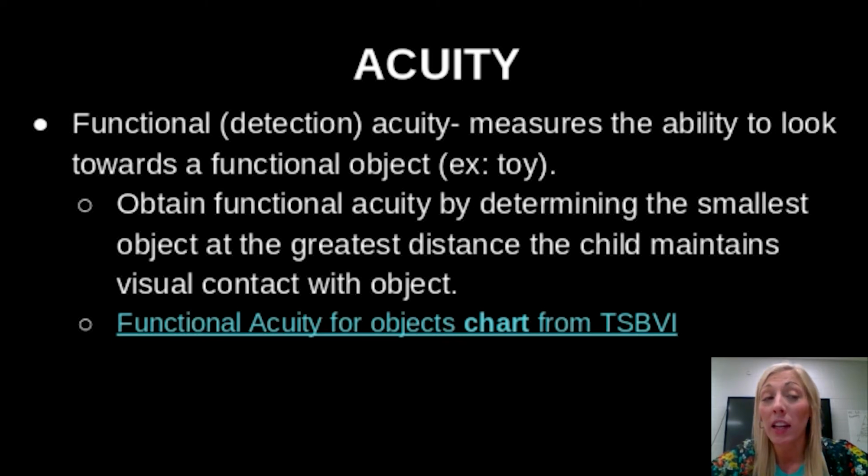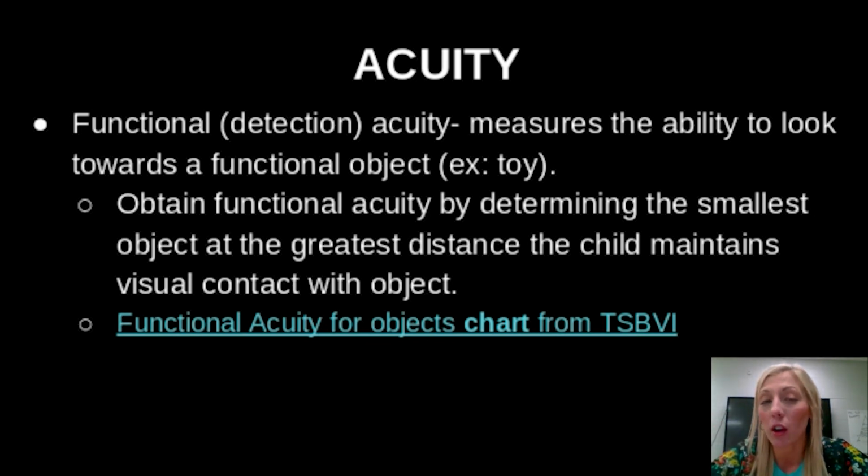If the grading acuity is not an option, another acuity that we can use is called a functional or a detection acuity. This measures the ability to look towards a functional object. So if the student would look towards a specific toy, you determine the smallest object at the greatest distance the child maintains visual contact with that object.